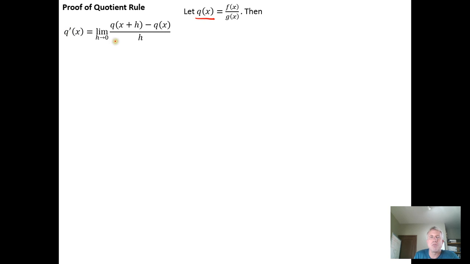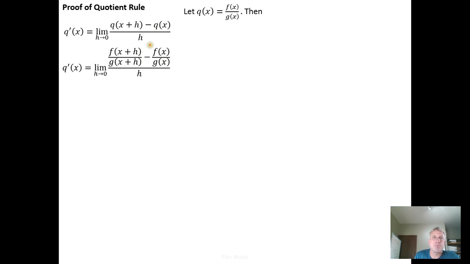So the derivative of q is the limit, as h goes to 0, of the difference quotient for the function q. But q is just a ratio of two functions. So if I'm replacing x plus h into the function q, I'm actually putting x plus h into this ratio. And if I'm subtracting q of x right here, I'm really just subtracting f of x over g of x. So we can make a couple substitutions. We can replace q with its ratio, f over g, and where we see the x plus h, we pop it into the f function and the g function. And we replace q of x here with f of x over g of x.